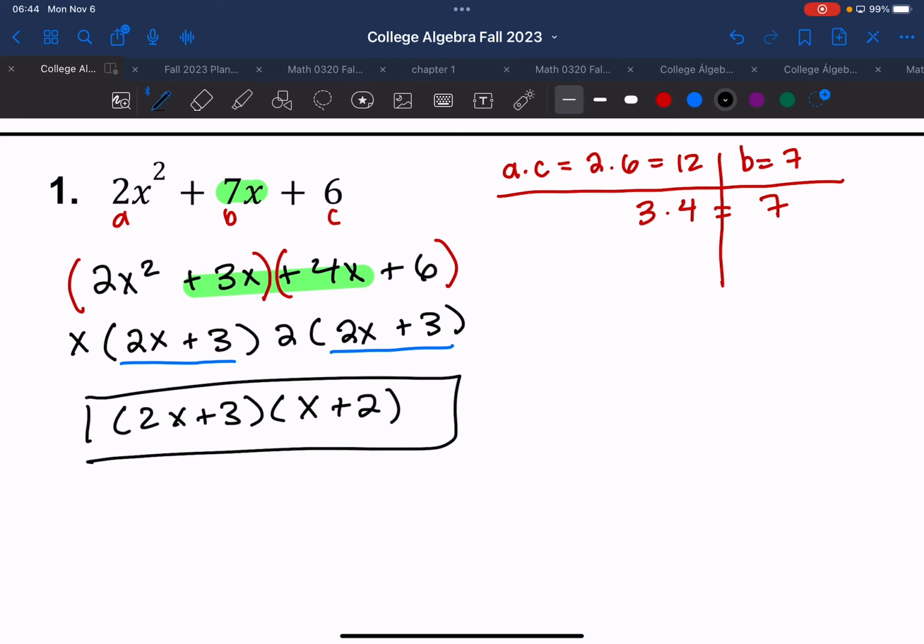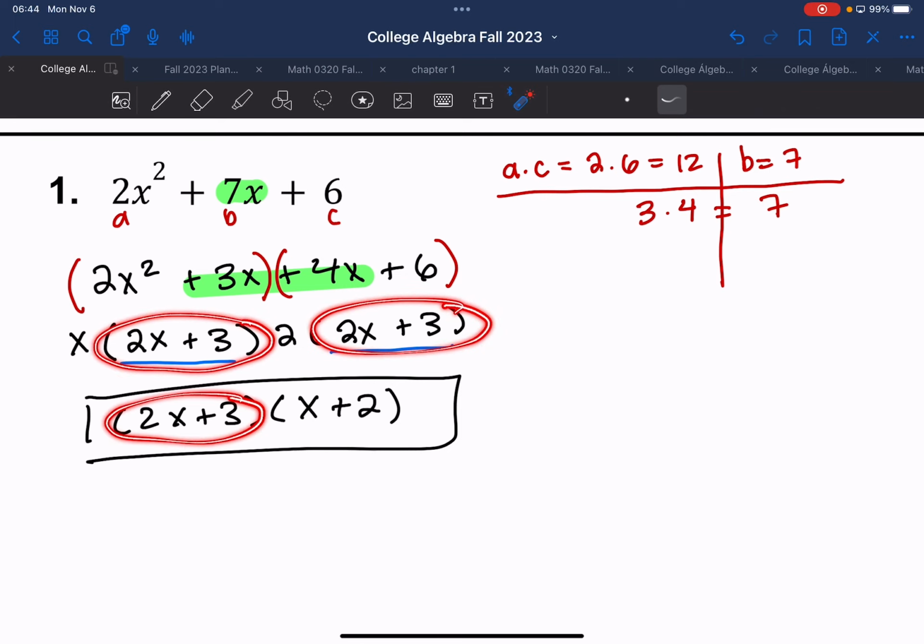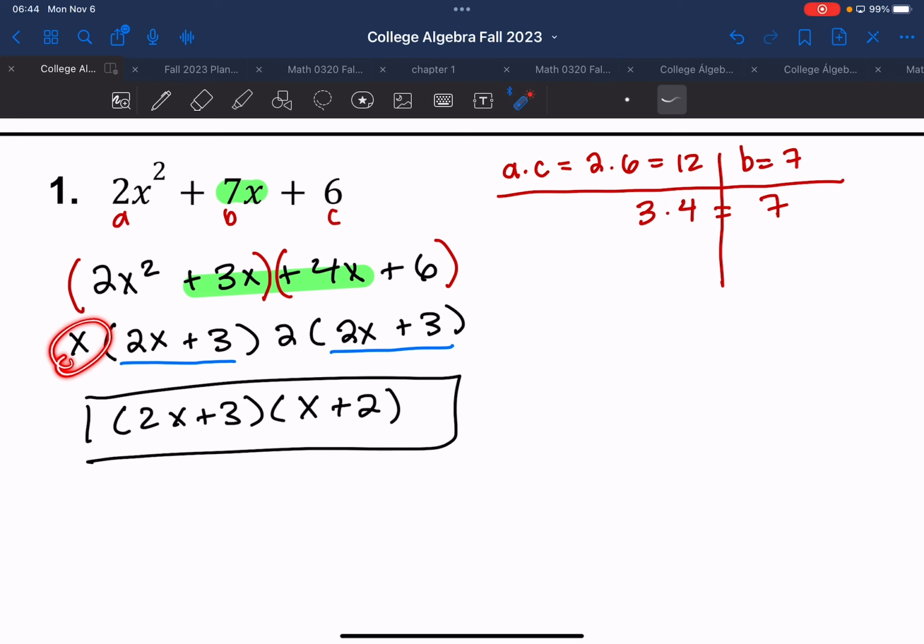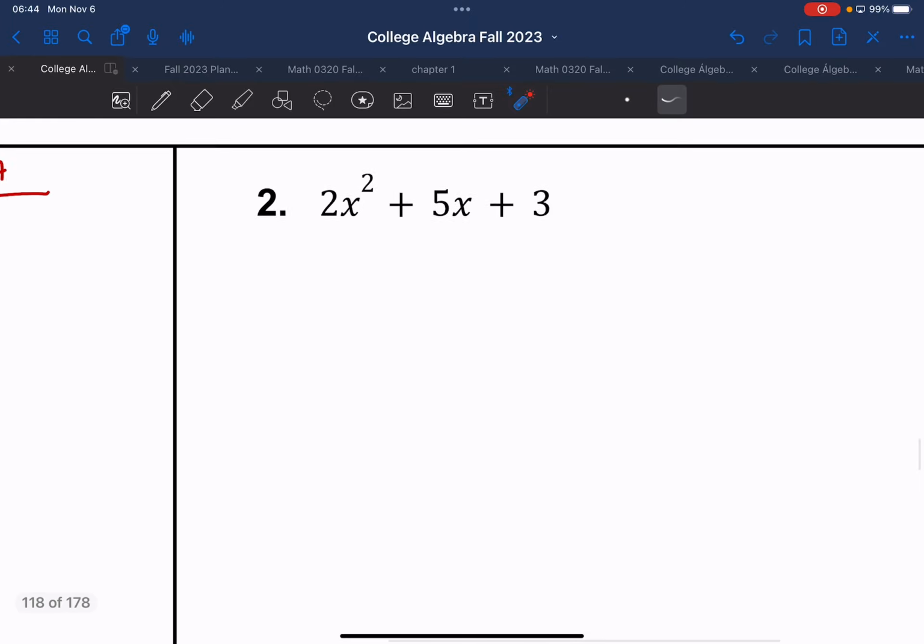Any questions on the steps? Yes. Why do that at the end? So for your final answer, you rewrite one of these parentheses because they're the same. We rewrote that 2x plus 3. And then whatever's left on the outside is your second parentheses. So x and 2 gave us x plus 2. Any other questions? Okay. So let's go ahead and do the same thing for number 2.